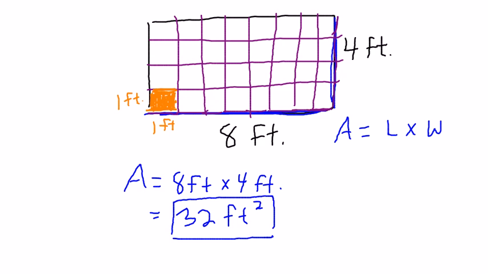Well, how many square feet do we have in this rectangle? Well, in this row we have 1, 2, 3, 4, 5, 6, 7, 8 little squares, or 8 square feet, and we have 1, 2, 3, 4 of those rows, right? So 8 little squares per row times 4 rows gives us 32 little squares, or 32 square feet.